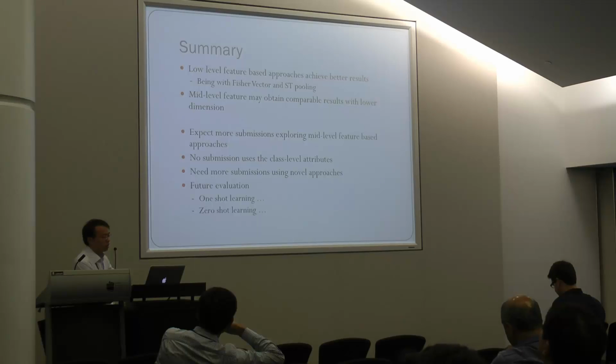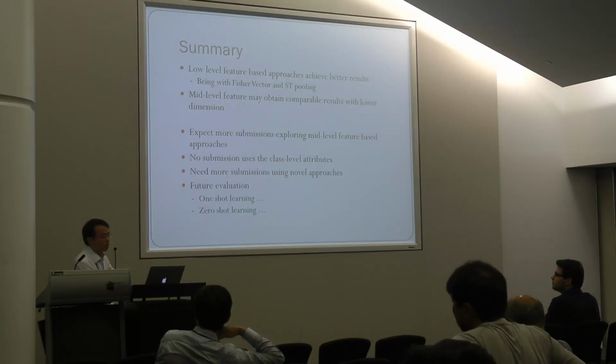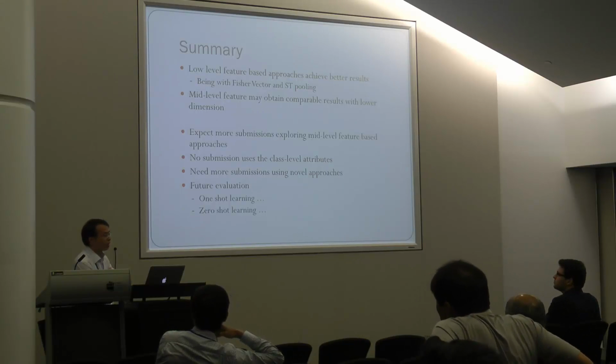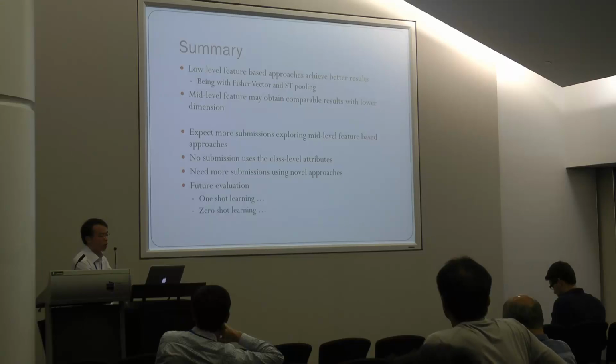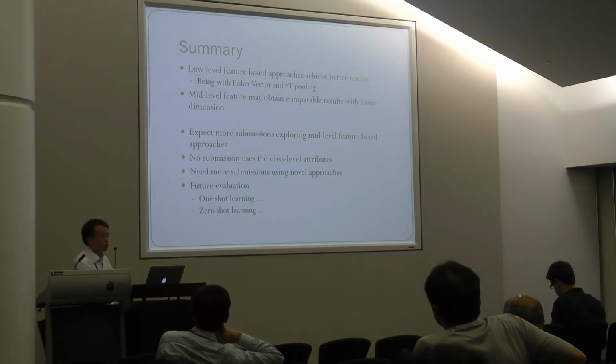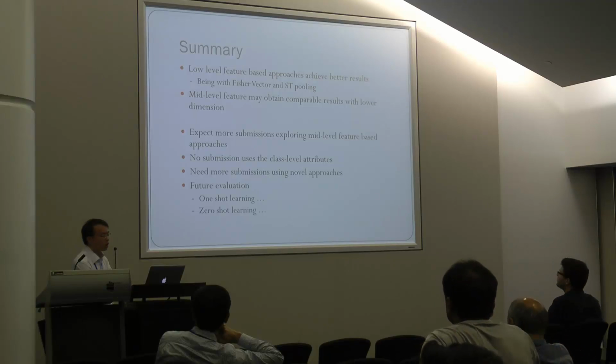This year we also provided the class level attributes, but I think people haven't figured out how to use them, so hopefully next year people can catch up on this. We also need more submissions using a normal approach. For future evaluation, if we want to make this task more challenging, I think we can focus on X shot learning, like one shot learning and zero shot learning. Any questions?